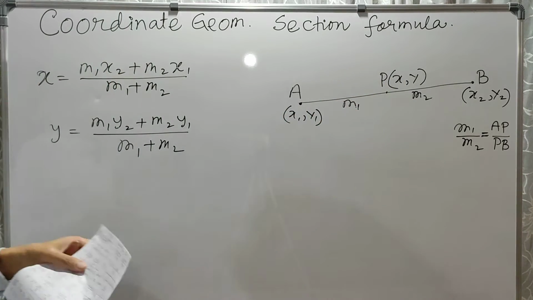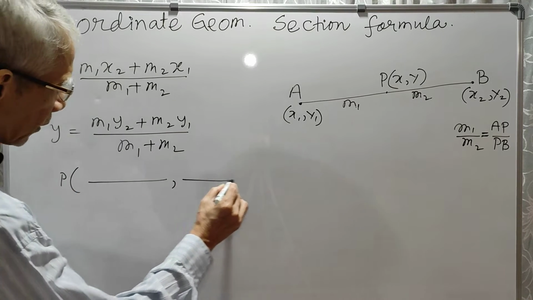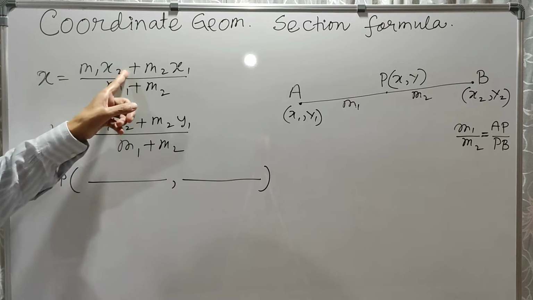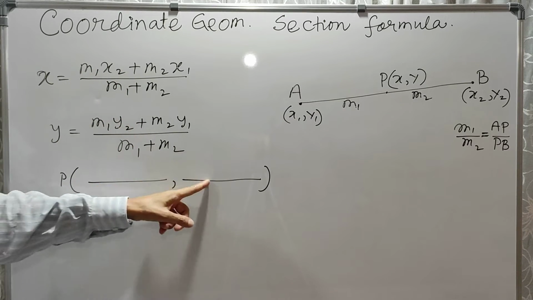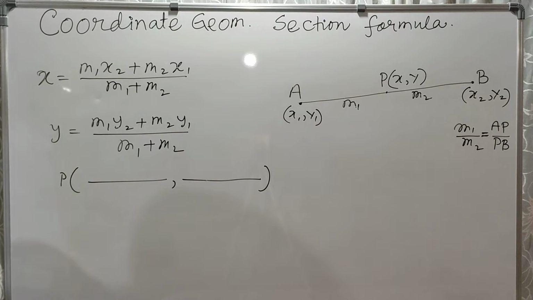So, we have got the point P. You see, point P is this and this: the x value here and the y value here. This is what is given by the section formula. All right. Now, there is a derivation from this formula.